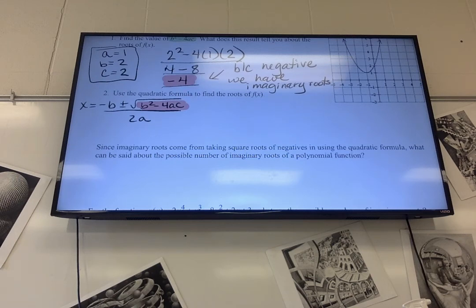Now, you may not have heard negative b. You may have heard opposite b. Same thing. B is 2, so negative, or the opposite of b would be negative 2, plus or minus the square root of negative 4. Just replacing that red with negative 4, all over 2 times 1.